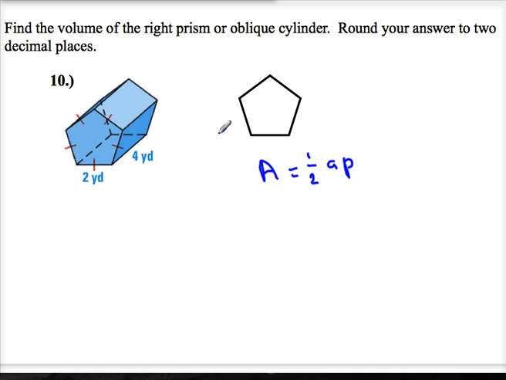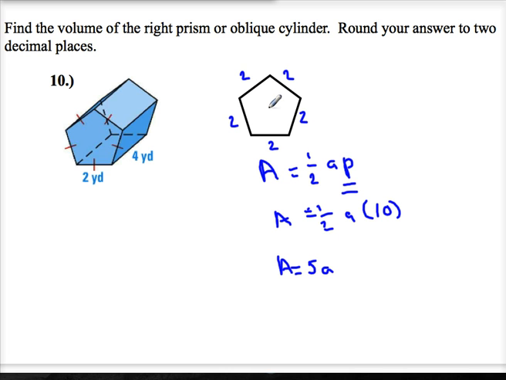So we have this regular pentagon. All the sides are the same length. We are told that one side is 2, and if we know one side, we know them all because they're all the same. So in terms of finding the area of this pentagon, the easiest part is the perimeter. Okay, so we have area equals 1/2 times the apothem times my perimeter. 2 times 5 is 10. So I have area equals 1/2 times 10, which is 5. So we have 5 times the apothem. So we need to figure out the apothem.